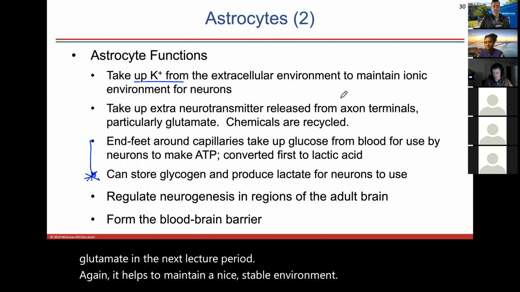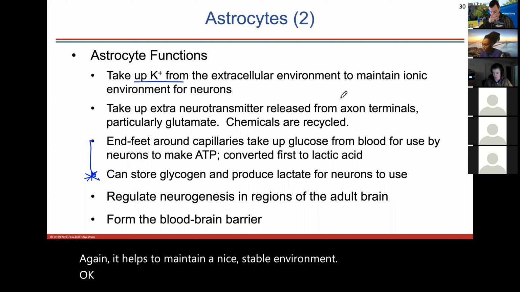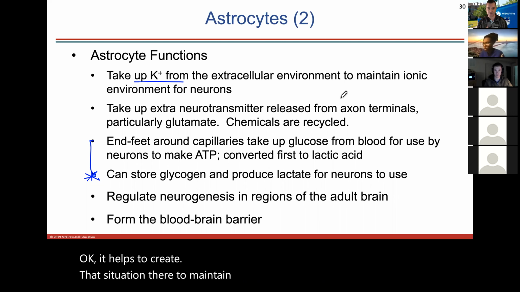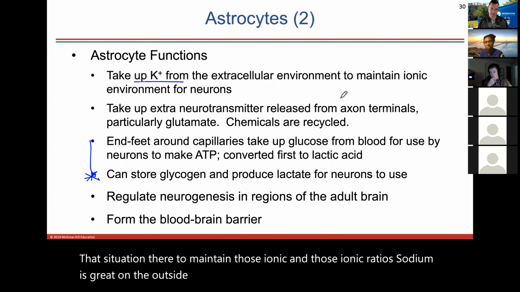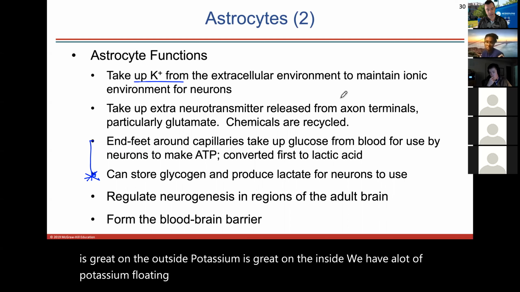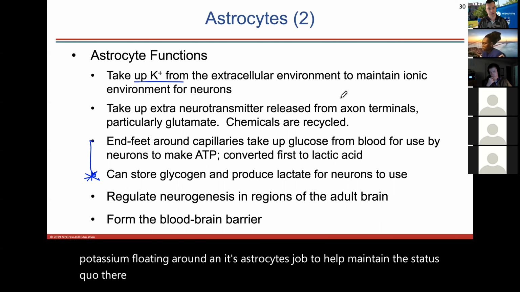It helps to create that situation to maintain those ionic ratios. Sodium is great on the outside, potassium is great on the inside. We have a lot of potassium floating around. And it's the astrocytes' job to help maintain the status quo of keeping sodium the greatest cation that we have there, and not potassium.